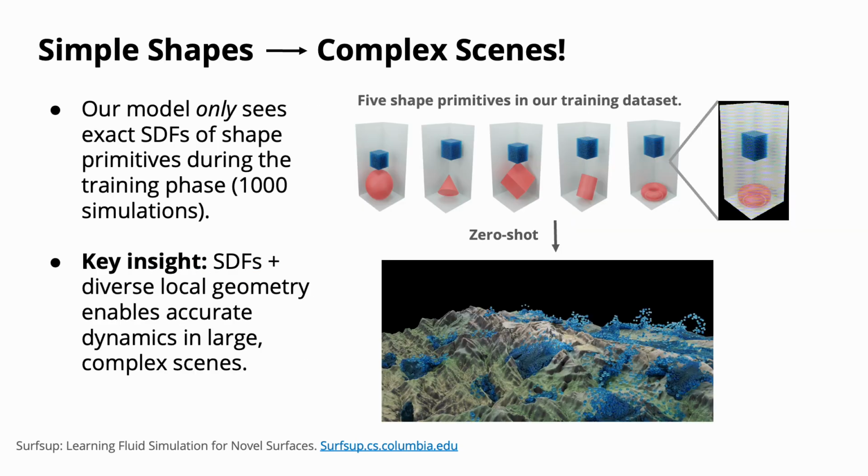At training time, our model only sees exact analytical SDFs of shape primitives like spheres, cones, cylinders, and tori. These shapes cover a diverse range of local surface geometry like curves, corners, and holes. The key insight is that diverse local geometry plus SDFs, which provide a rich representation of that local surface geometry, enables accurate dynamics in large, complex scenes that globally may look very different from the shape primitives at training time, but at a local level may look something like what has already been reasoned about in the training set. And so we exploit that principle of locality in dynamics using SDFs for successful generalization to large scenes.